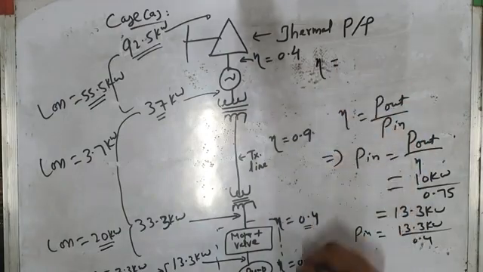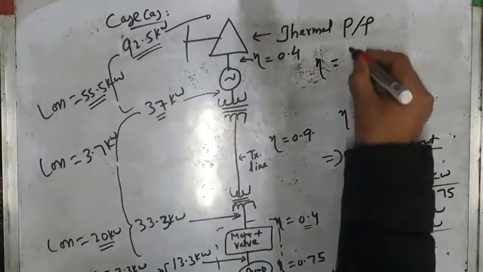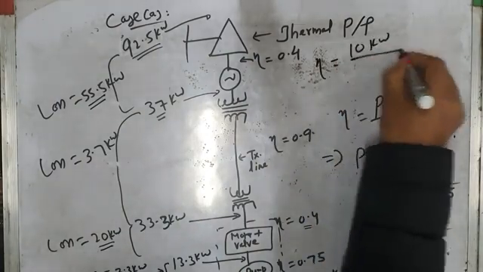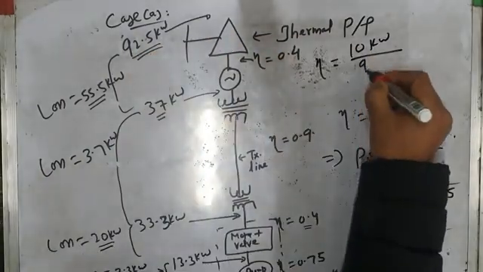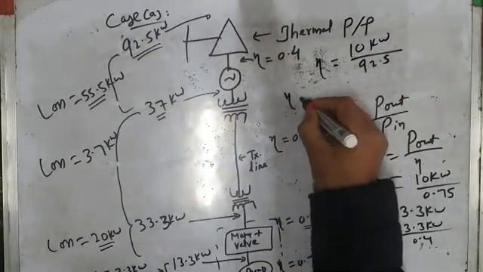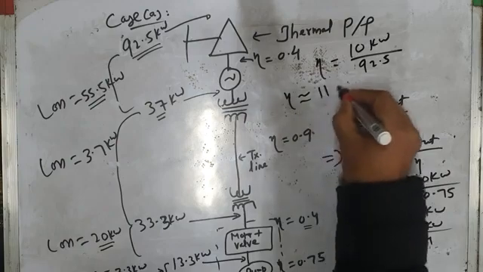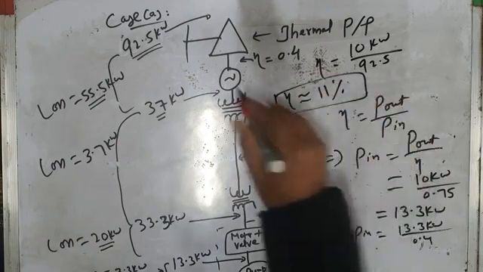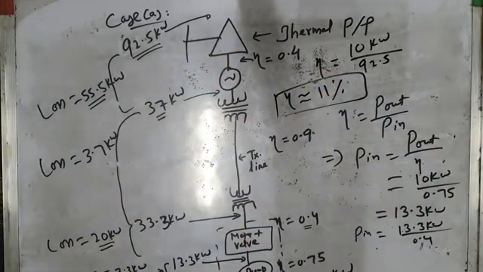Overall efficiency is output power by input power. Output power is 10 kilowatt at the pump, and input is 92.5 kilowatt. So this is approximately 11%. So the efficiency of this system for driving this 10 kilowatt pump is just 11%.